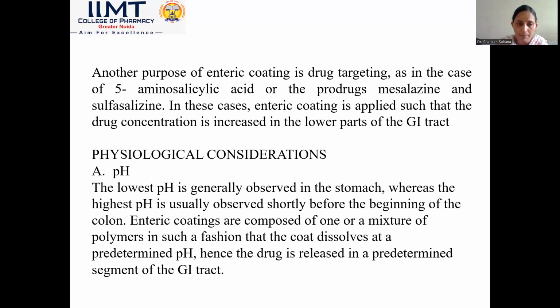consideration of physiological parameters such as pH. The lower pH is observed in the stomach, while the higher pH is always observed in the colon or intestine. So, the enteric coating should contain a polymer that is able to release the drug at a predetermined pH. Means it should not release the drug in acidic pH, but should release the drug in the alkaline pH of the intestine.